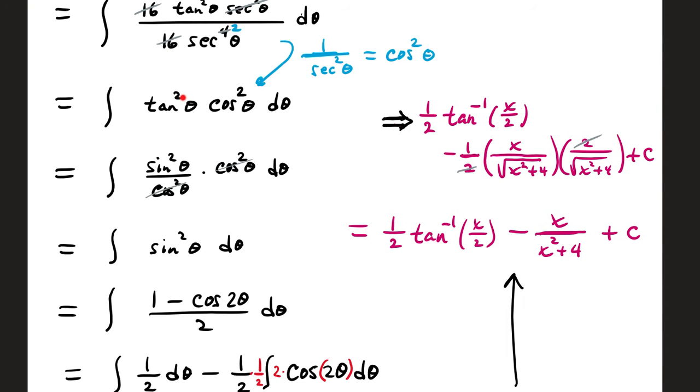Tangent is, using a quotient identity, sine over cosine. So tangent squared theta is sine squared theta over cosine squared theta. Multiplied with this cosine squared over to the side, we can do a direct cancellation, leaving sine squared theta d theta as our integral.